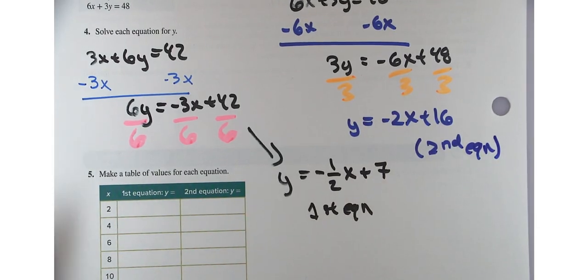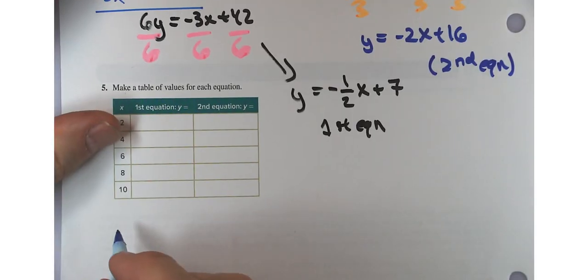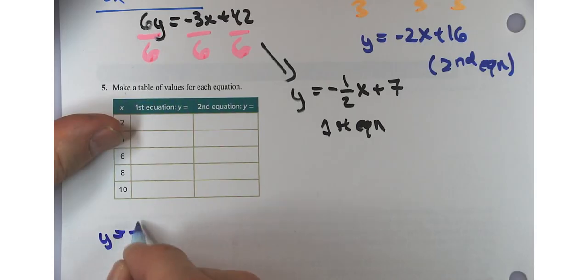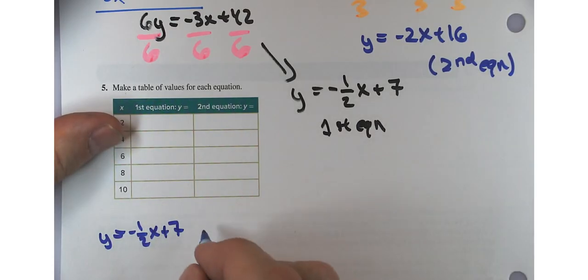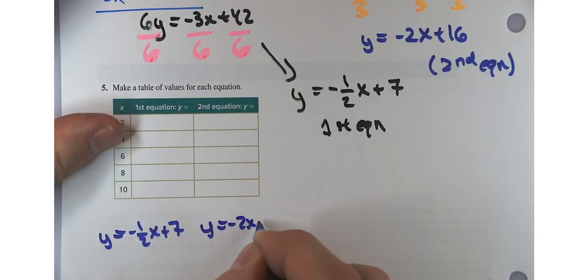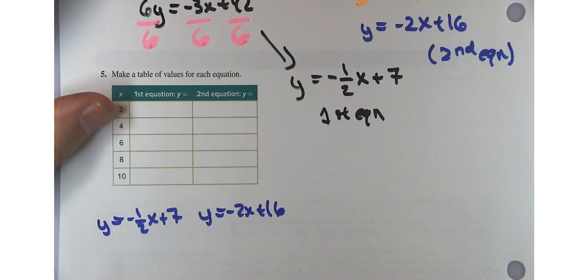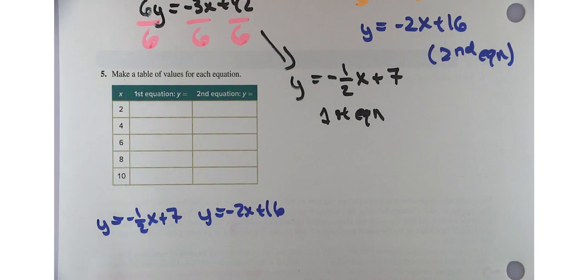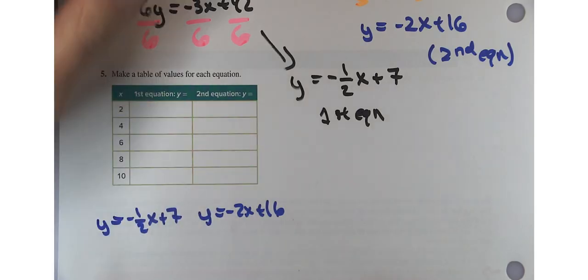And so I've got both of these equations now. I've got y equals negative 1/2 x plus 7, and y equals negative 2x plus 16. Let's plug in some numbers in here to figure these things out. Now, it's up to you. If you happen to have Google Sheets open, then you can open up a nice little sheet and make that do its work for you. If you don't, it's not that bad.